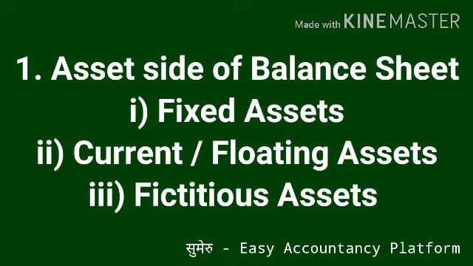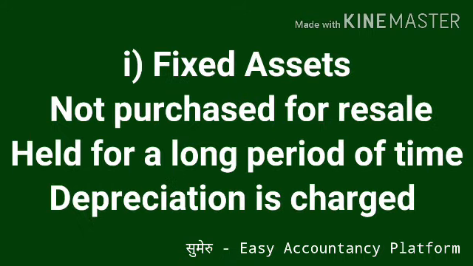1. Fixed assets. 2. Current assets. They are also called as floating assets. Third, fictitious assets. So one by one we can see in detail. So first one is fixed assets.